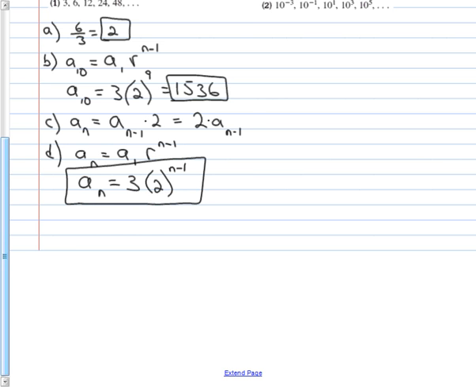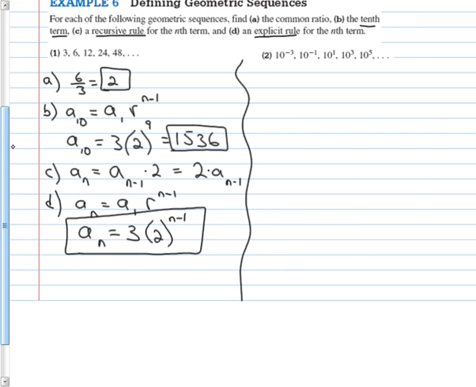We'll try it again. Same things, but our numbers just look a little different. So if I want to get the common ratio, I take a number and divide it by the one before. What do we do when I divide with powers?